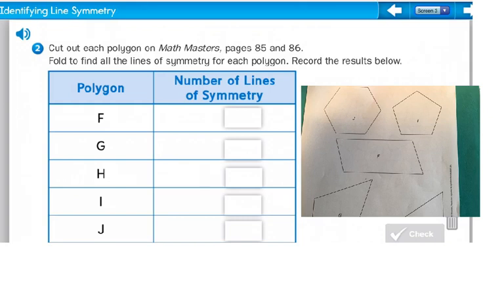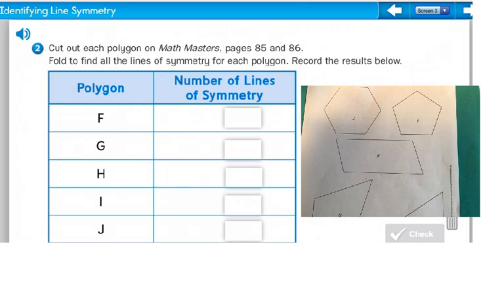F is a parallelogram. It's in the middle here. The left side and the right side are parallel, and the top and the bottom. The difference is it doesn't have any right angles. So go ahead and cut out F and see how many lines of symmetry. Stop your video so that you can complete this.